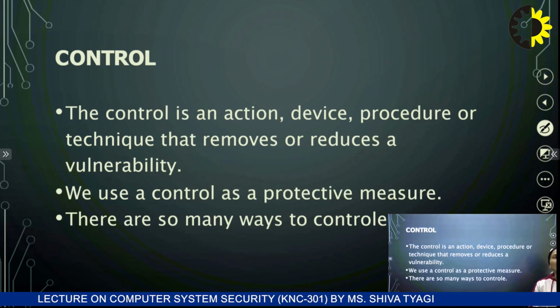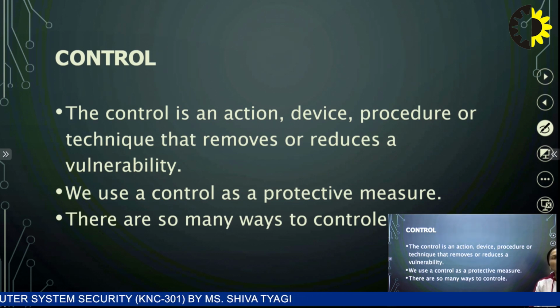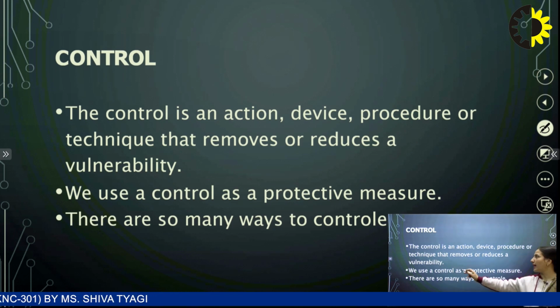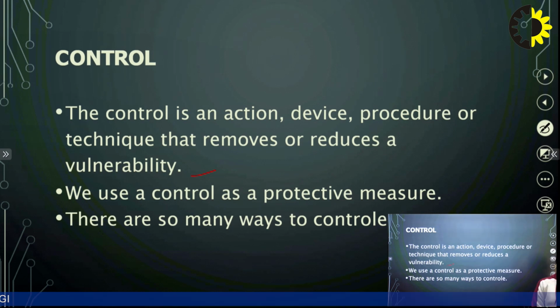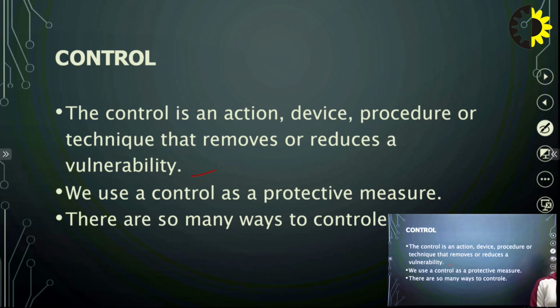A control is an action, device, procedure or technique that removes or reduces a particular type of weakness or vulnerability in the system, right? If there is any type of weakness in the system, what are the control measures that are taken, with the help of which we will be able to remove or reduce any weakness occurring in the system? That is what is called a control.